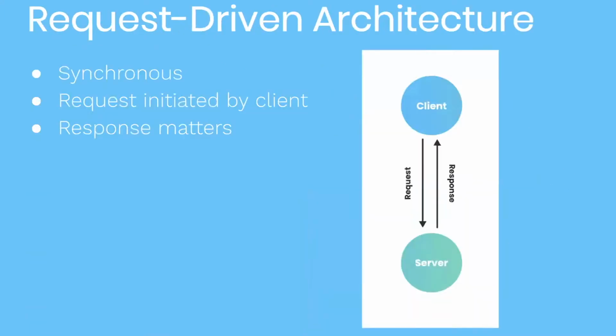So with APIs, we're in this request-driven architecture. The primary characteristics of that were synchronous. When the client sends the request to the server, it does need that information to continue on with some process. It's also request-driven, so the client does have to initiate the request. And then here, the response is meaningful. So the client does need the information that's contained in the response.